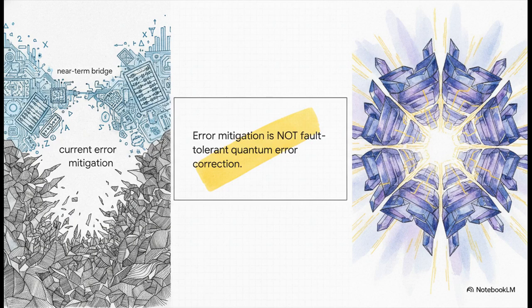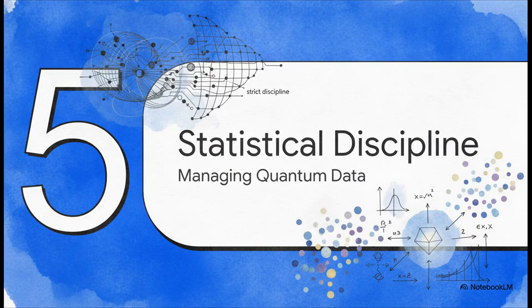Error mitigation is not the same thing as fault-tolerant quantum error correction. Not even close. Mitigation completely relies on assumptions about the noise model, and honestly, it scales terribly. You simply cannot mitigate your way to a trillion-gate algorithm like Shor's. True fault tolerance requires massive physical overhead to build fully protected logical qubits. Mitigation is just a temporary bridge for the near term. Let's move to Section 5, Statistical Discipline in Quantum.